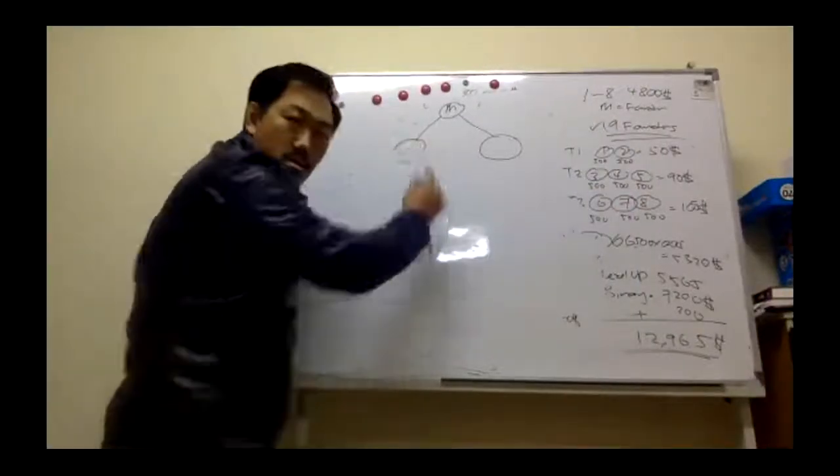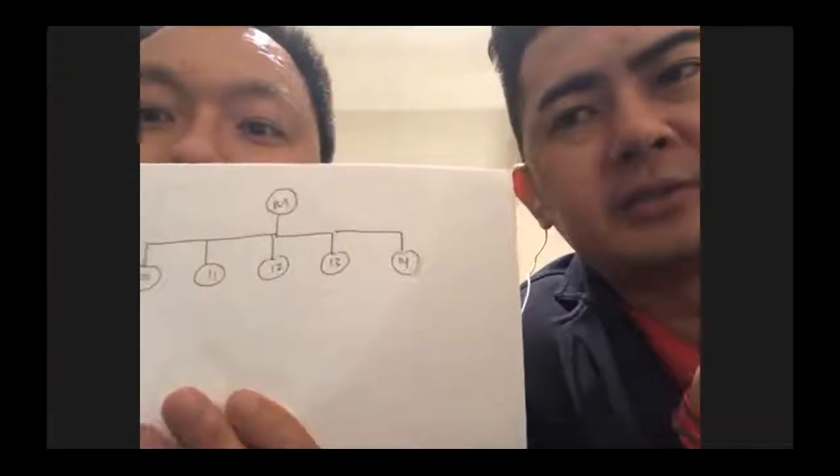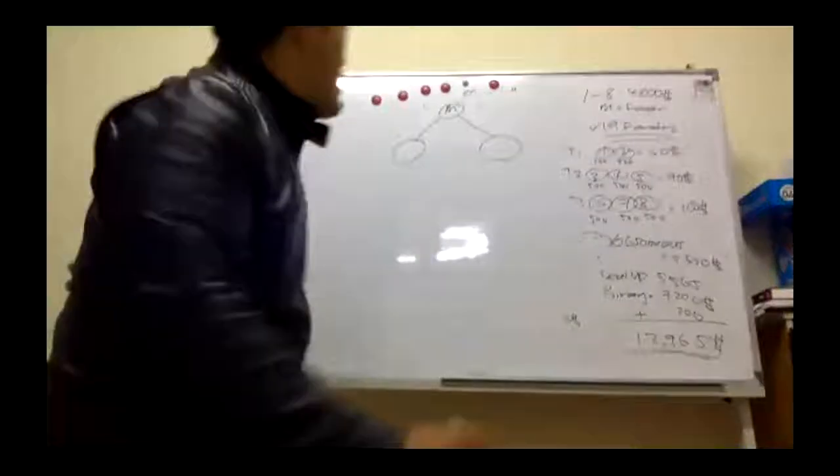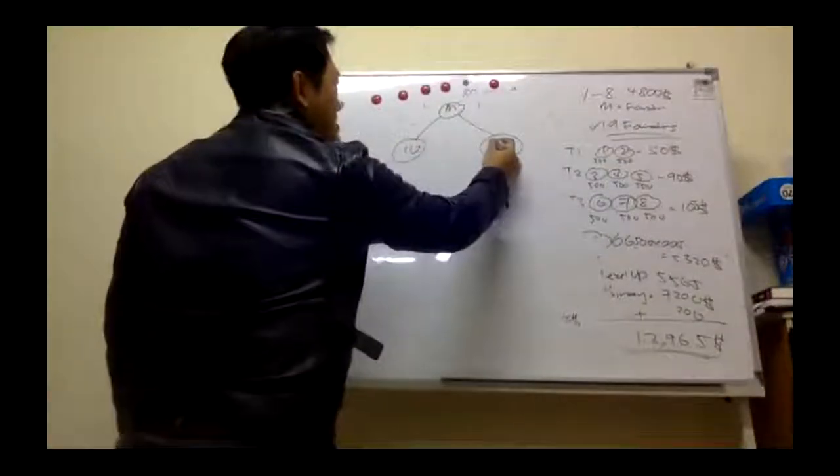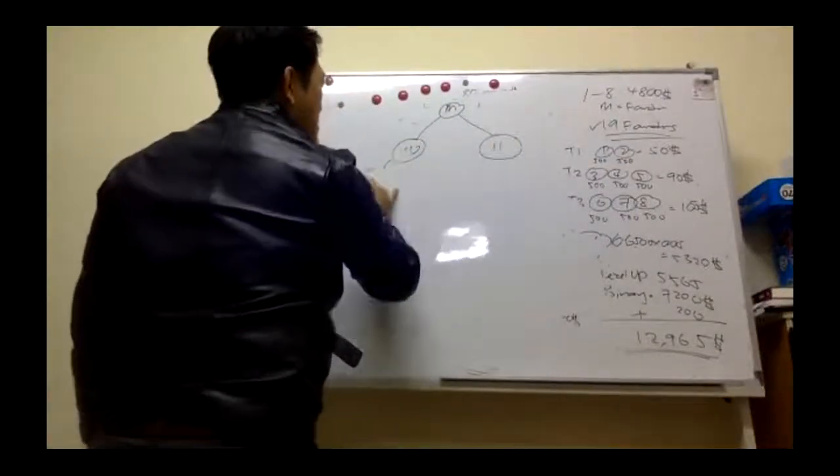Okay, so what do you have? Do you see it? So I have 2, I have 2, I have 2, I have 2. 11, 12, 13, 14.